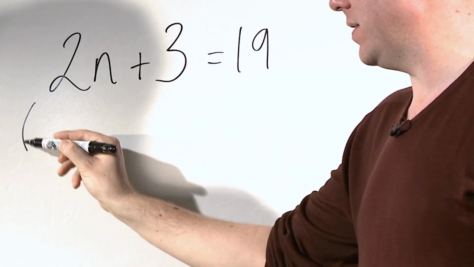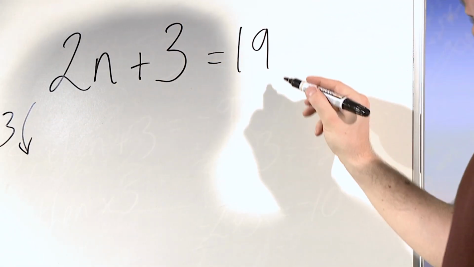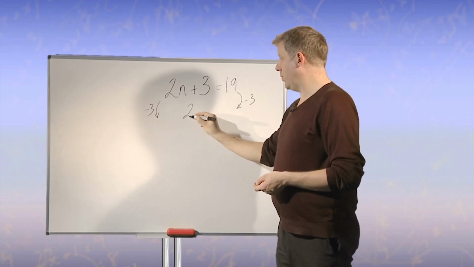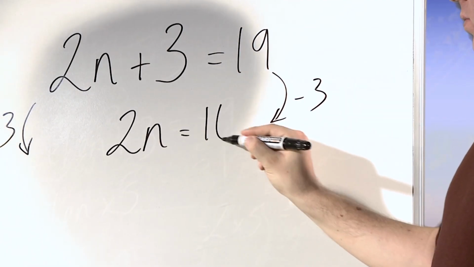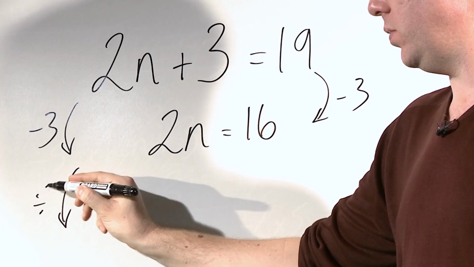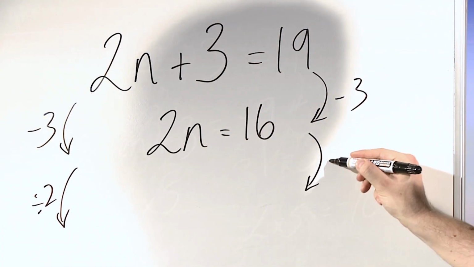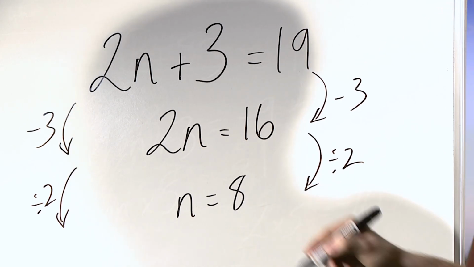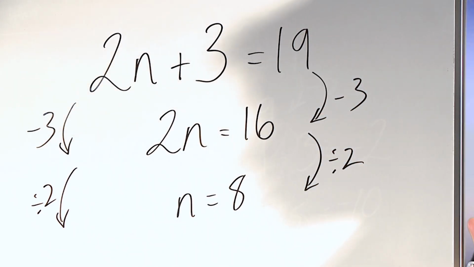Using the balance method, I would take away 3 off both sides to leave me with 2n equals 16, and then divide by 2 to get n equals 8. So the number they first thought of was 8. Let's look at another one where we've got to set up an equation.